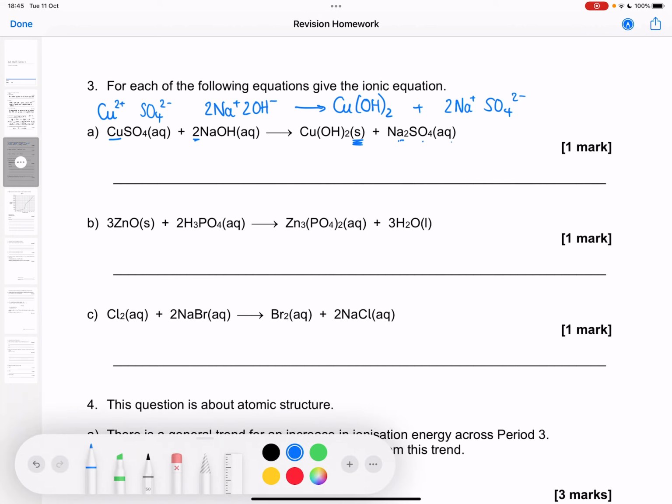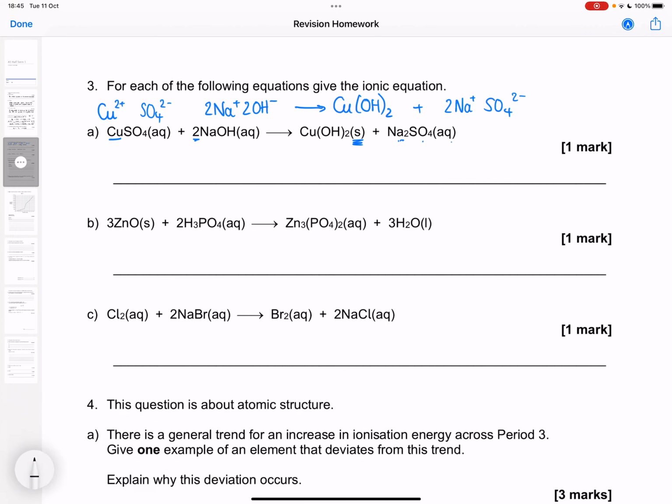And then we're going to cross out things that appear on both sides. There's a sulfate ion on both sides. There's 2 sodium ions on both sides. And we're left with the copper ions reacting with the hydroxide ions to make copper hydroxide solid. And that's our ionic equation.